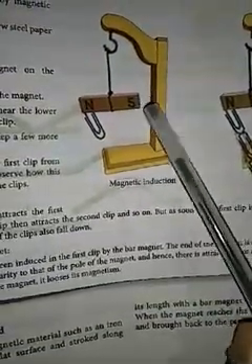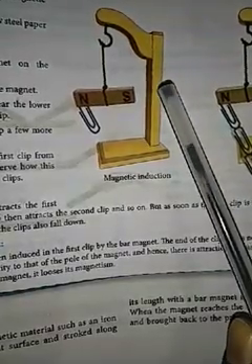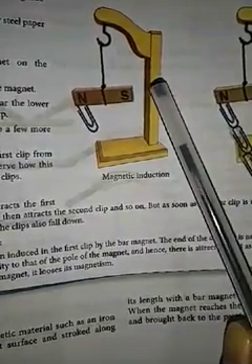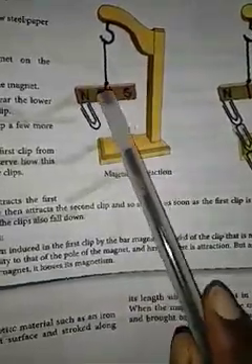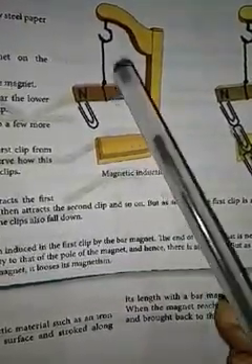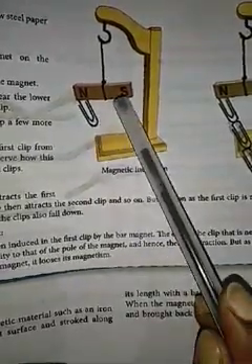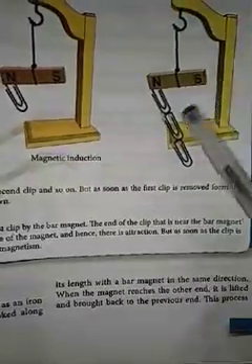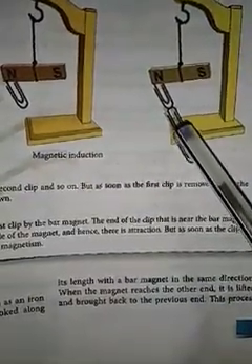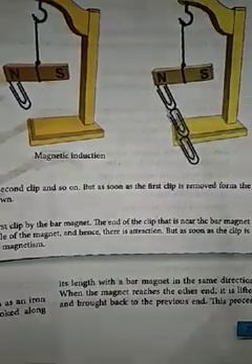Perform this activity to understand magnetic induction. This is a bar magnet. Hang the bar magnet on a wooden stand. Bring one clip near the magnet. One clip is brought near the magnet. Now bring another clip. Repeat the above step a few times.